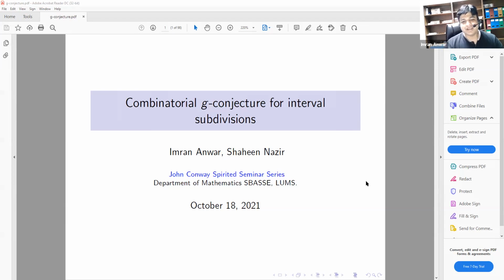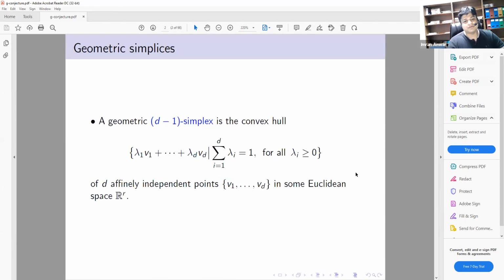So initially, without taking much of the time, I will describe the basic definitions, basic keywords, which are needed in order to understand the concept. So here you go. The first definition is about the simplex. By simplex, I simply mean a D minus one simplex, a convex hull of D points. But when I'm picking the D points, I'm picking those points which are affinely independent.